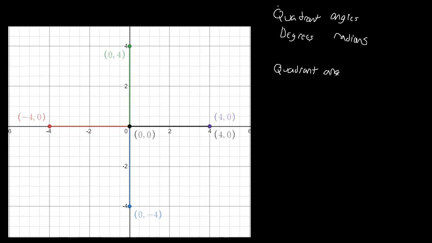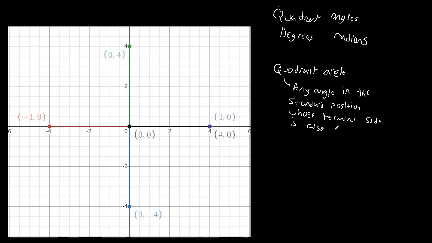Quadrant angle. Well, a quadrant angle is basically just any angle in the standard position whose terminal side is also on an axis. So let's break down what this means. All right, any angle in the standard position.